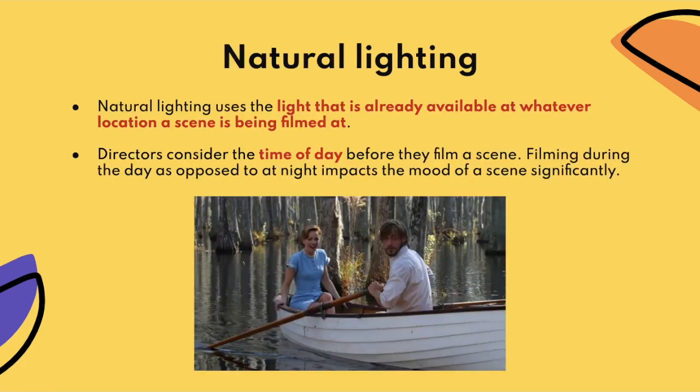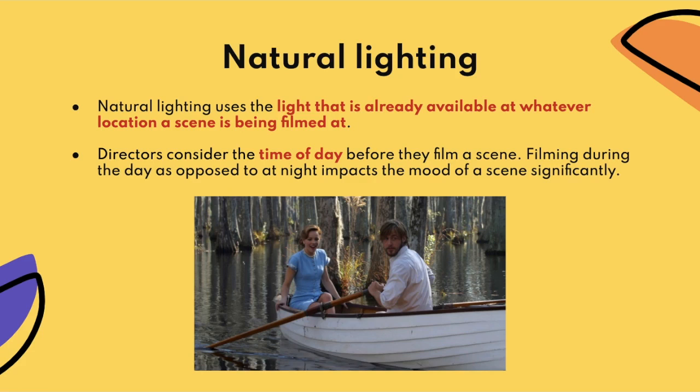The final type of lighting that we're going to be analysing in this unit on Edward Scissorhands is natural lighting. Natural lighting uses light that is already available at whatever location a scene is being filmed at. Directors often consider the time of day before they film a scene. For example, filming during the day as opposed to filming at night impacts the mood of a scene significantly. Think about that in regards to Edward Scissorhands as well.